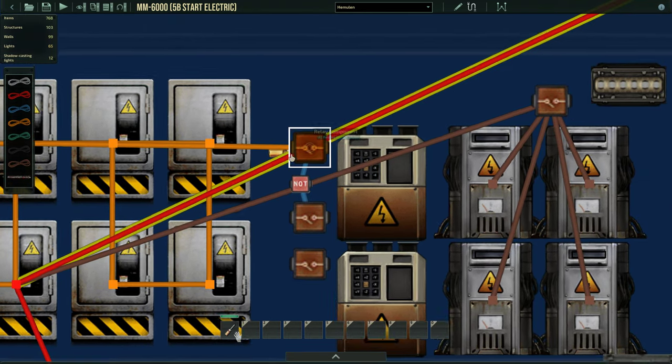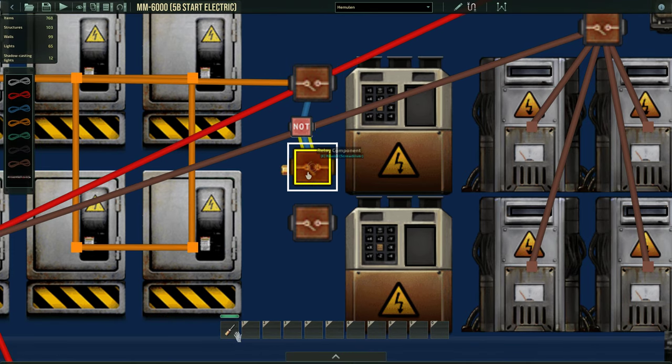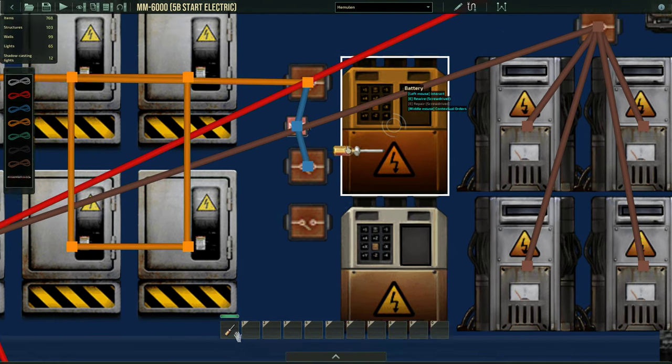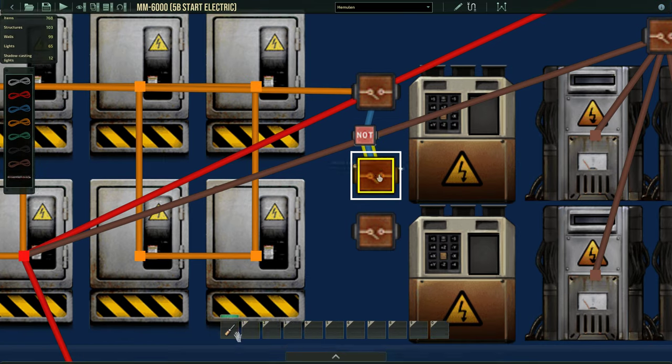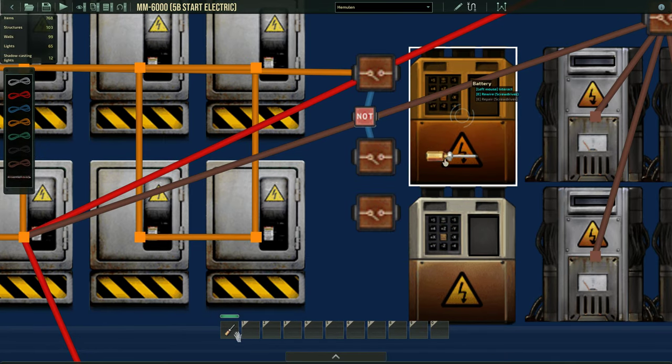So it means when this relay is on, this relay is off, which means the batteries are charging. And then when this relay is off, this relay is on, which means the batteries are discharging.